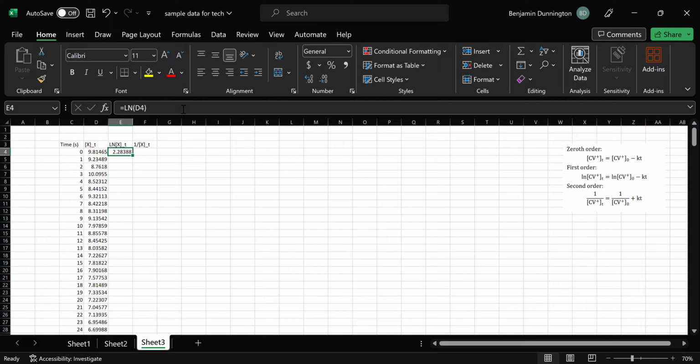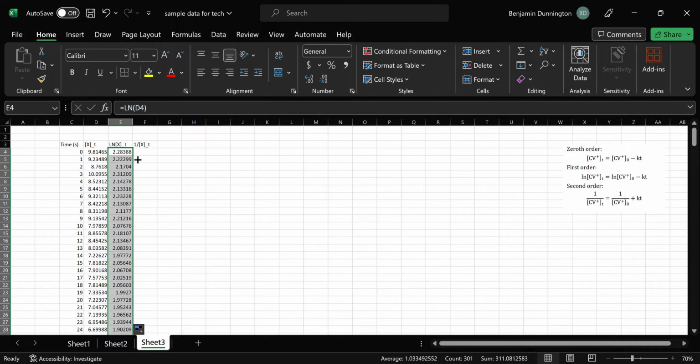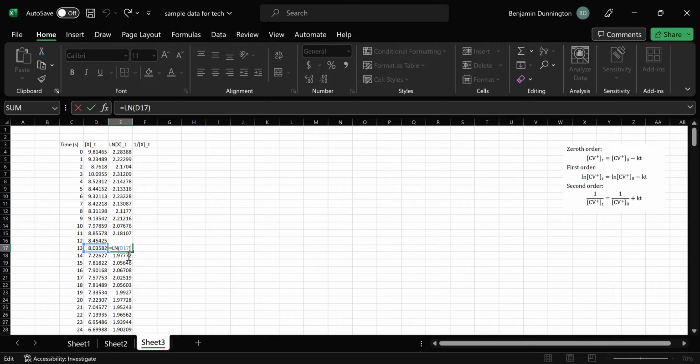We can see in the cell we've typed out the logarithm, but then it's displaying what the value of that is. So the concentration is 9.8. The logarithm of 9.8 is 2.28, whatever. We want to do that for each data point. In Excel, there's that green box in the bottom right corner. If I double tap that, it will drag down or copy my calculation into all the other cells for all the other data points. So in this cell, it's doing the natural log of the concentration at time 13 to give us the log of the concentration at time 13.